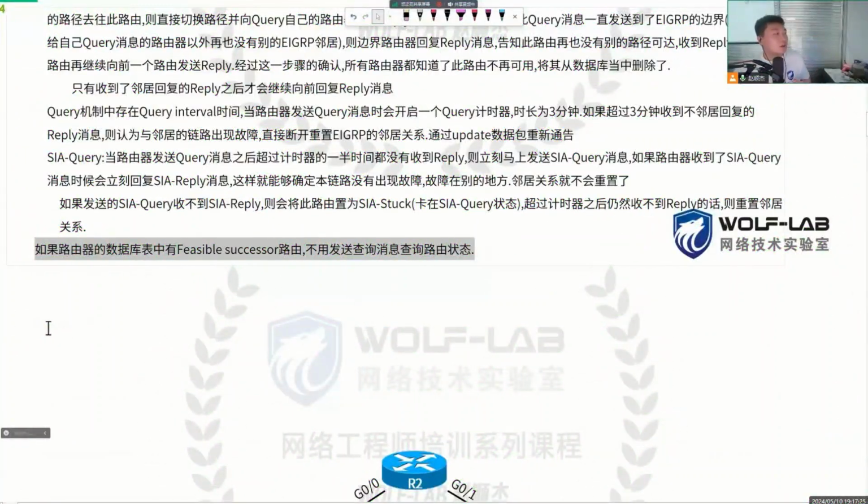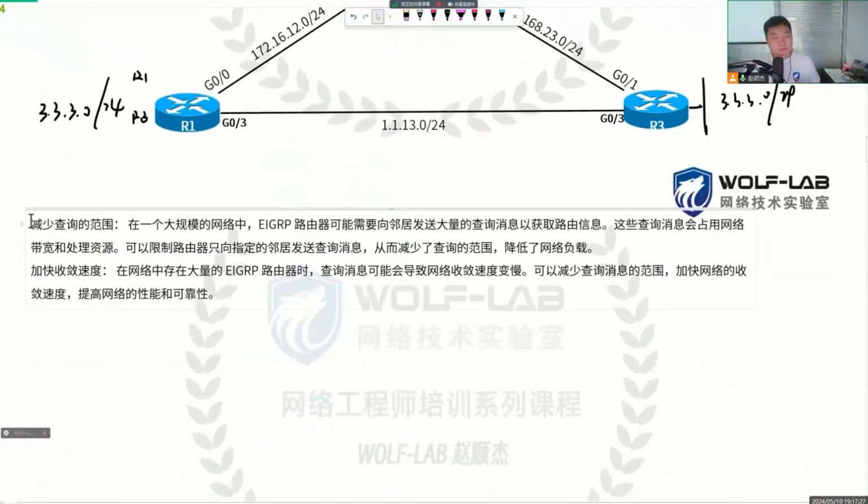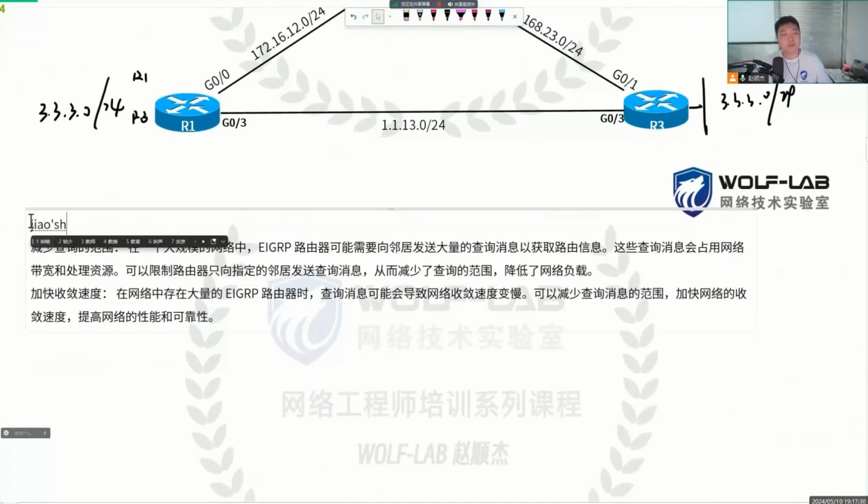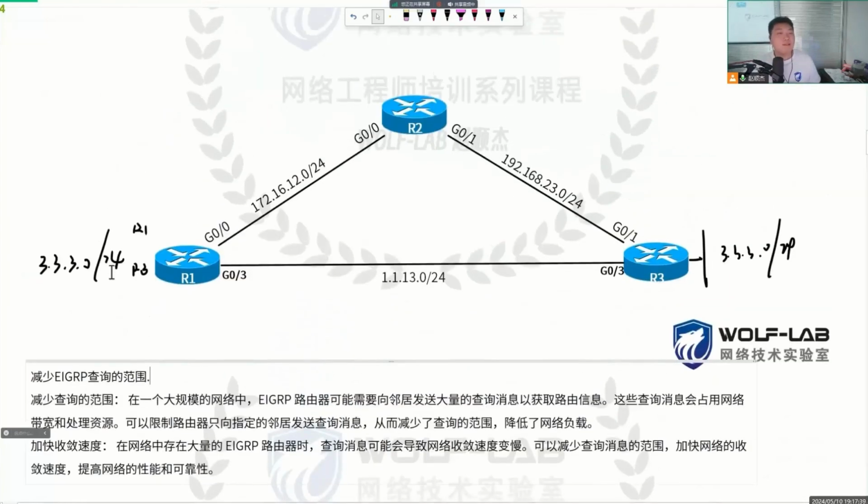What are we mainly discussing today? Students, we will mainly discuss how to reduce the scope of EIGRP queries. So why do we need to reduce the scope of our EIGRP queries?